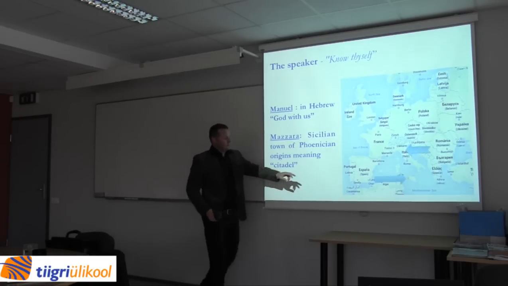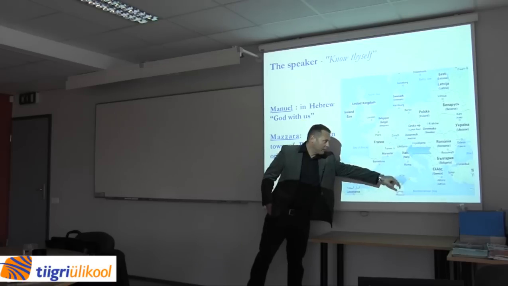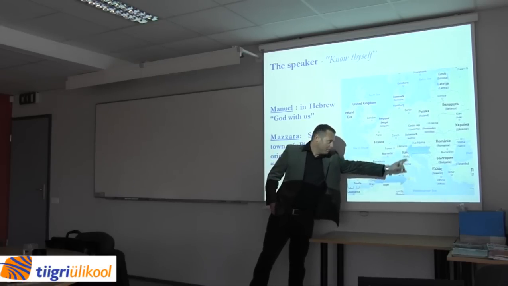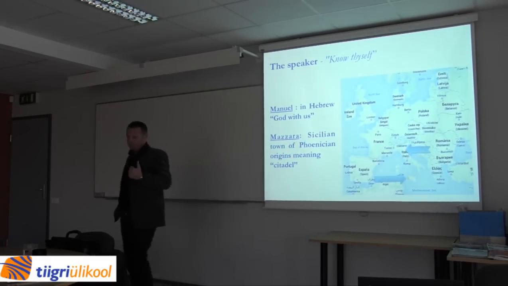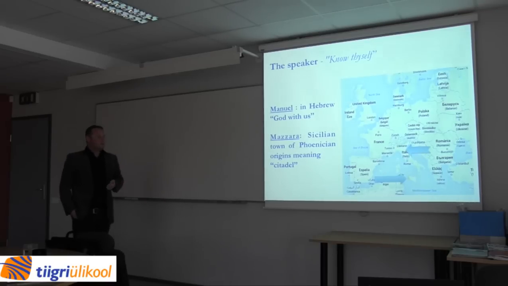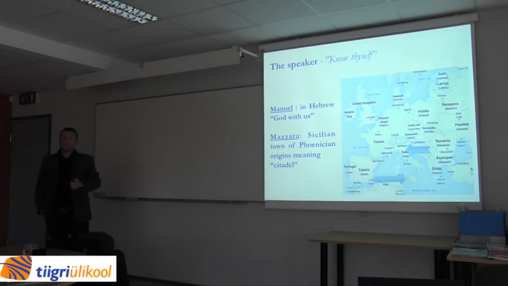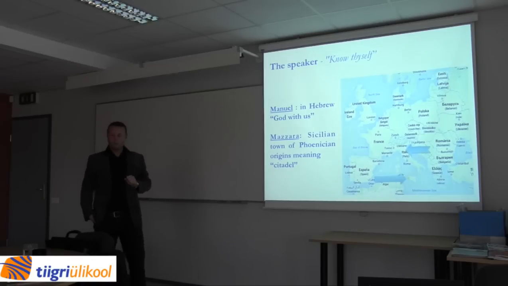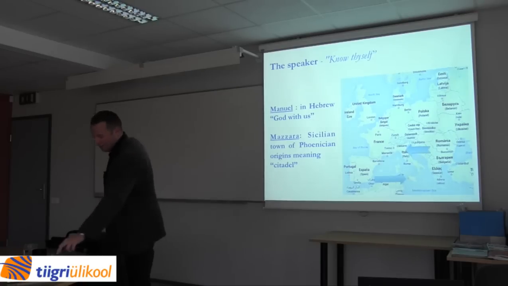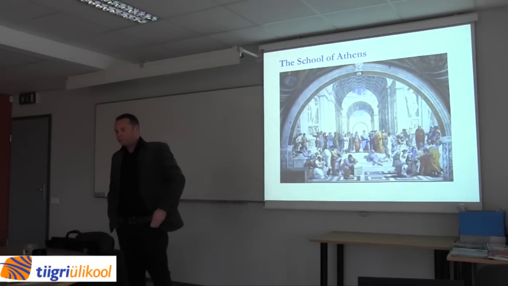There is a town in Sicily here. Actually, I'm from here, which is near Bologna, but there is a town in Sicily called Mazzara, which was originally a Phoenician fortress, a Phoenician citadel, and then it became Arabic and so on. So it's pretty interesting, because you have a Hebrew Spanish name and a Sicilian Phoenician name. It took me 20 years to understand the origin of my name, but now I know it. It's pretty interesting to me.